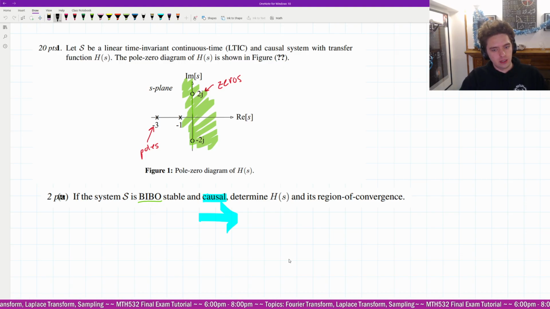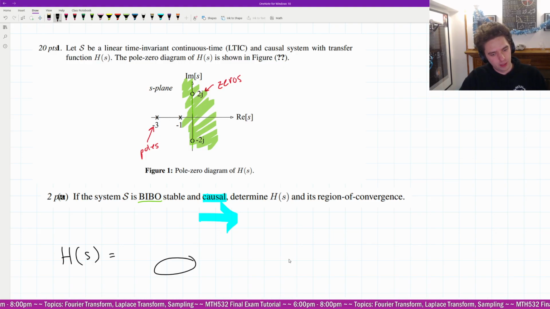It doesn't particularly matter, well, it kind of matters, but it doesn't really matter when we're just trying to determine H of s. So to determine H of s, remember, H of s is a rational function: a polynomial on the top and a polynomial on the bottom, P of s over Q of s.